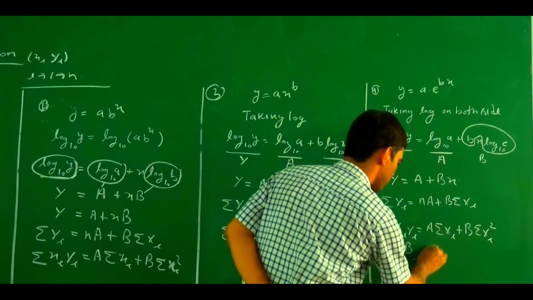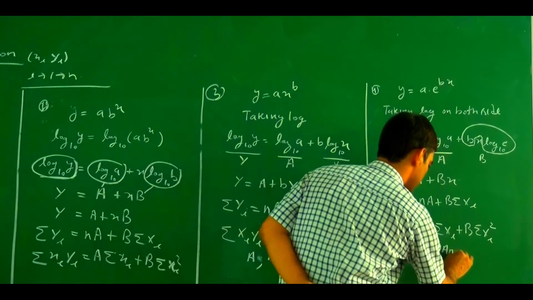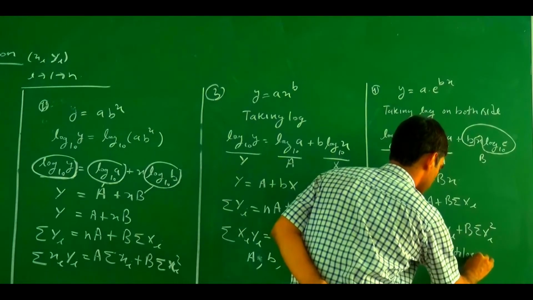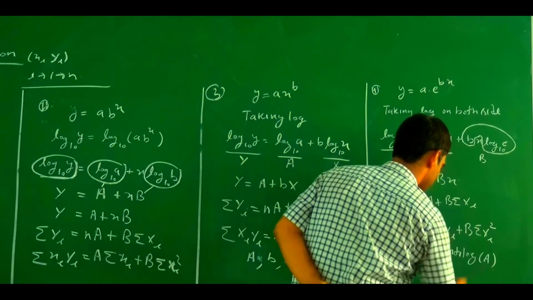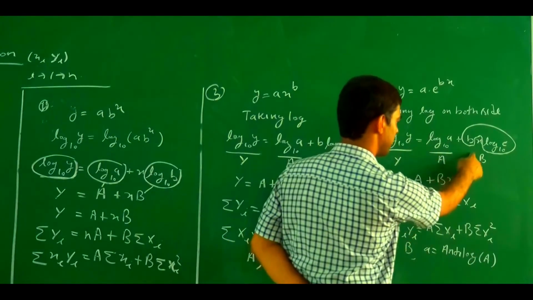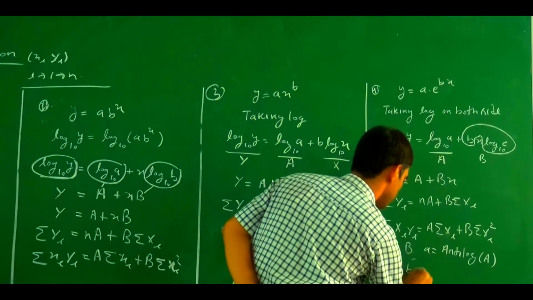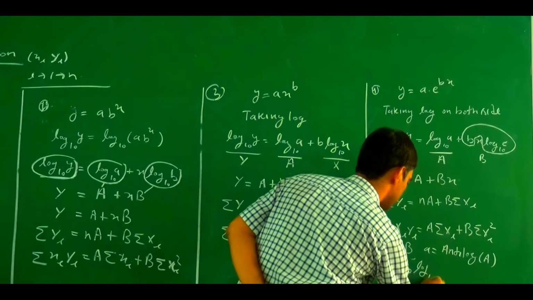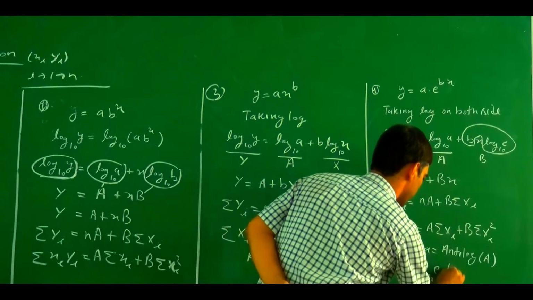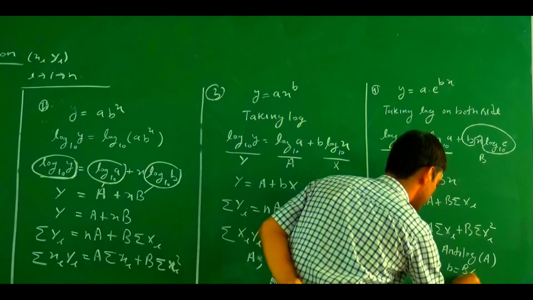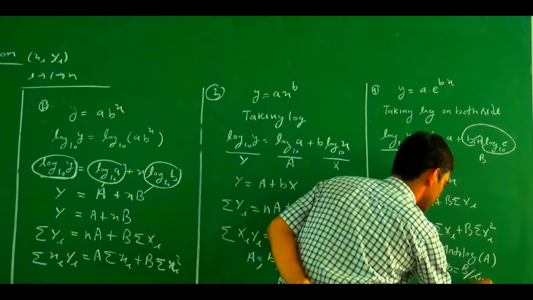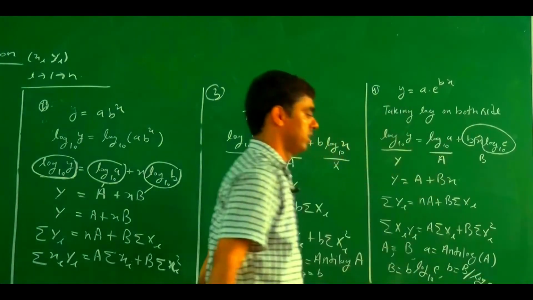Then how do we find the small a? Small a is the antilog of capital A, and small b is what? Capital B equals b log base 10 e. Then what is the value for b? b equals capital B upon log base 10 e.